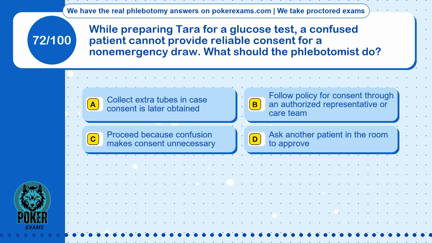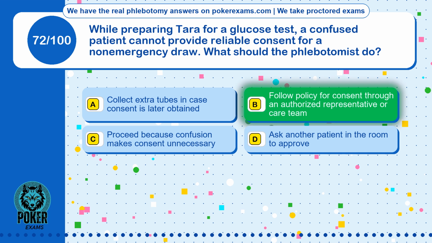Question 72. While preparing Tara for a glucose test, a confused patient cannot provide reliable consent for a non-emergency draw. What should the phlebotomist do? Option A. Collect extra tubes in case consent is later obtained. Option B. Follow policy for consent through an authorized representative or care team. Option C. Proceed because confusion makes consent unnecessary. Option D. Ask another patient in the room to approve.